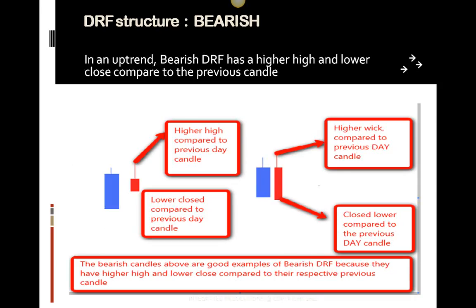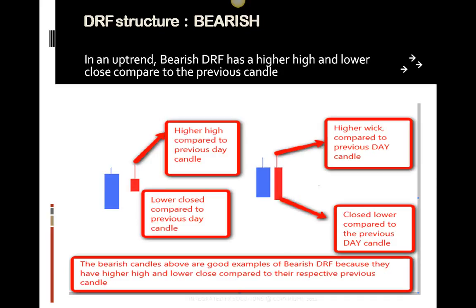DRF structure, bearish. How do we determine a bearish DRF? A bearish DRF is normally seen in an uptrend, at the top of an uptrend. A bearish DRF has a higher high and a lower close compared to the previous candle. What we are saying in essence is, for a candlestick to be a bearish DRF, it has to be compared to the previous candle, and once the two criteria are met, then it is a bearish DRF.